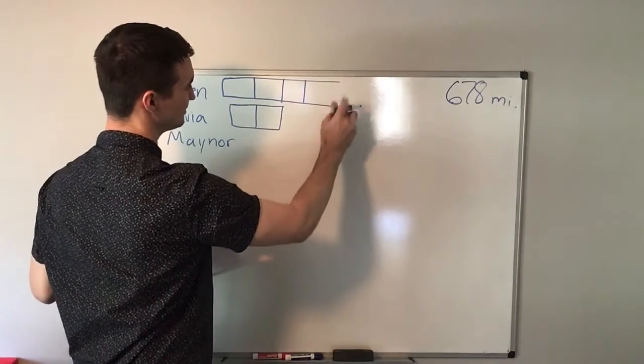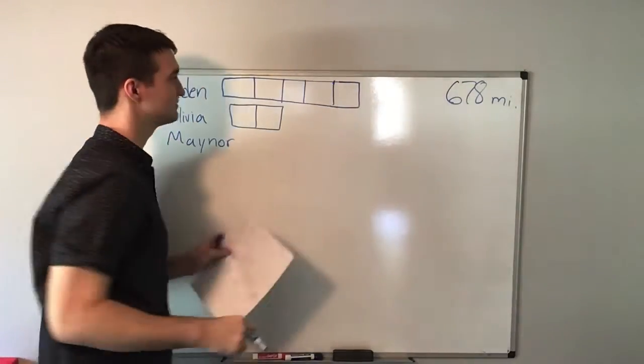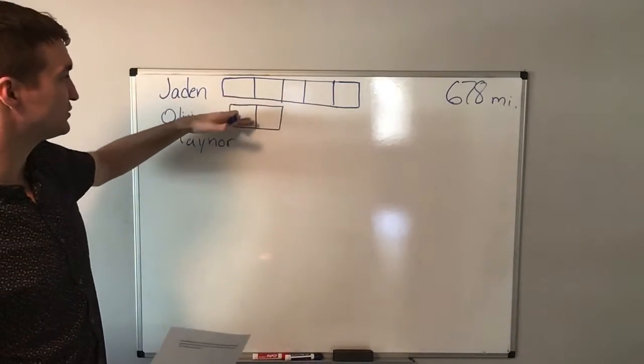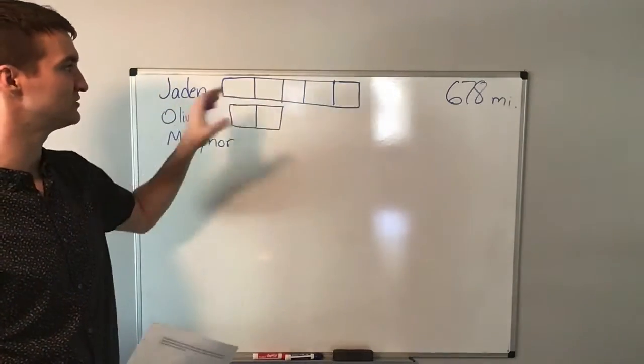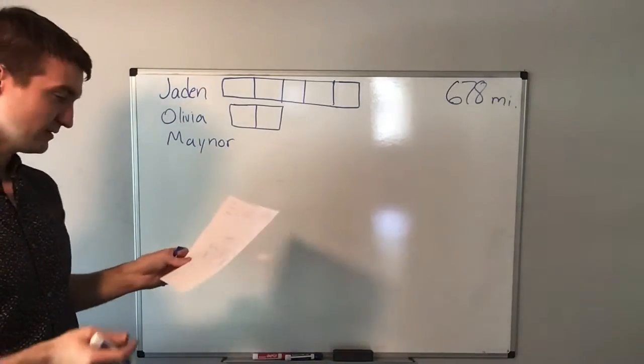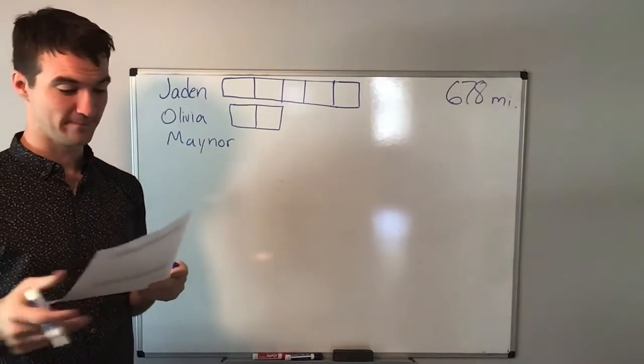And I'll tell you what, I'm going to make this a little bit more accurate. So Jaden, we gave him 5 because Olivia only traveled 2/5 of what he did. So Jaden's got 5 units. Olivia's got 2 units. Now here is where things can get a little complicated, and you got to pay close attention.